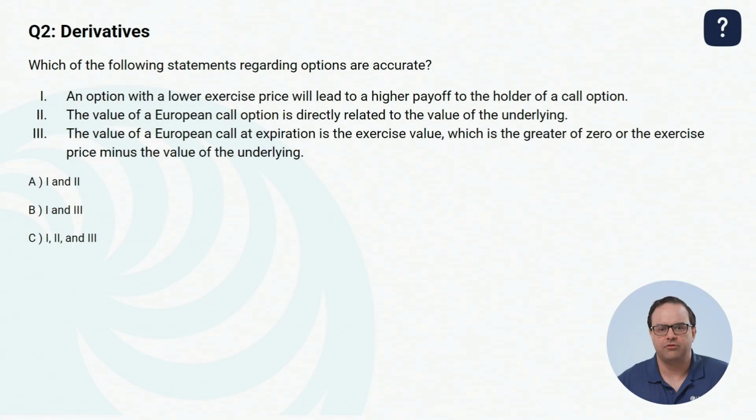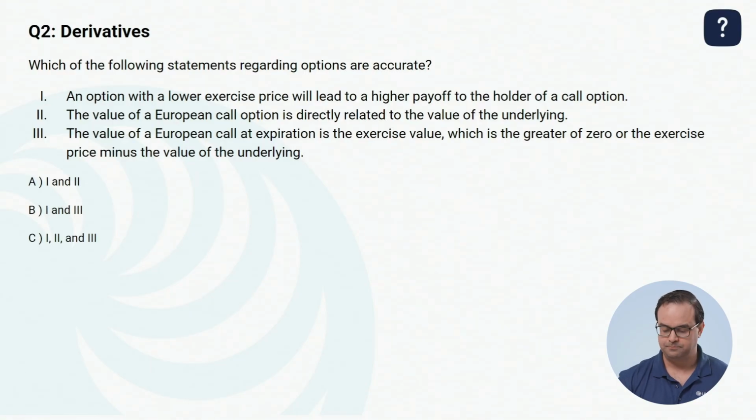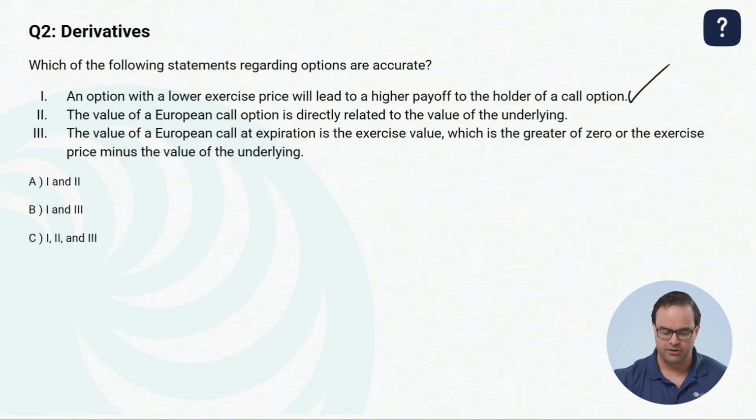Here we'll look at several statements and determine which of these are going to be accurate. So the first one says that an option with a lower exercise price will lead to a higher payoff for the holder of a call option. Well, as we saw in one of our previous examples, the lower the exercise price, all things being equal, the greater the payoff, the greater the upside if the price appreciates above that lower exercise price. This one, as a result, is going to be accurate.